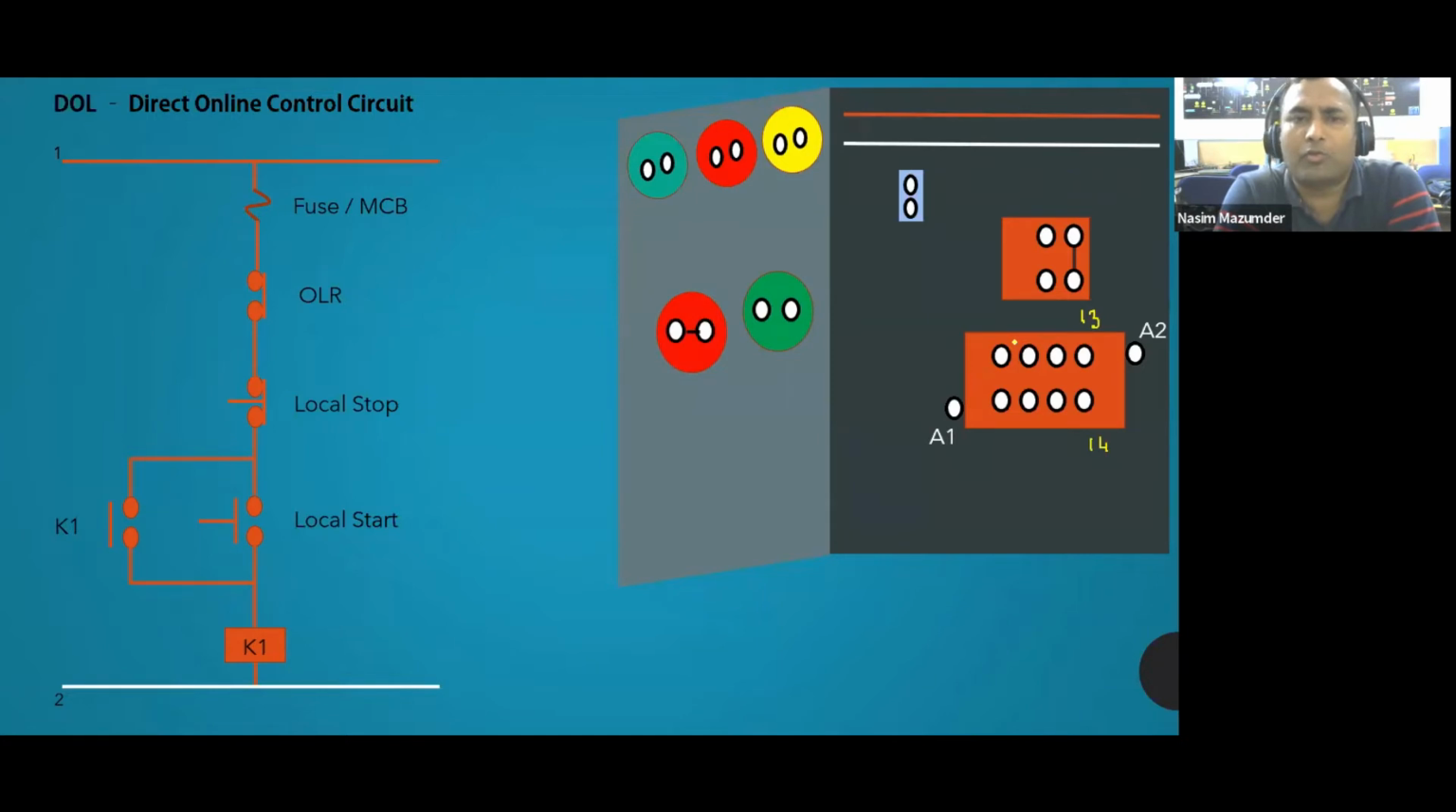Now, one line, one neutral, and now I start connecting each and every point. So this is the panel, the panel in front of me. Now I start connecting each and every point.